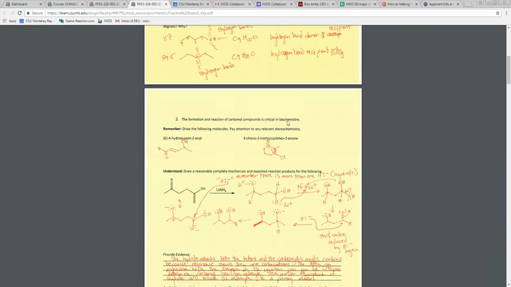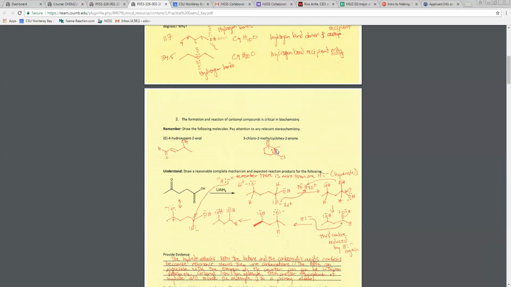Drawing the following molecules, paying attention to any relevant stereochemistry. E-4-hydroxy-pent-2-enal: "al" means there's an aldehyde. The pent-ene means there's a double bond, and 4 refers to the hydroxy group. E refers to the stereochemistry about the double bond.